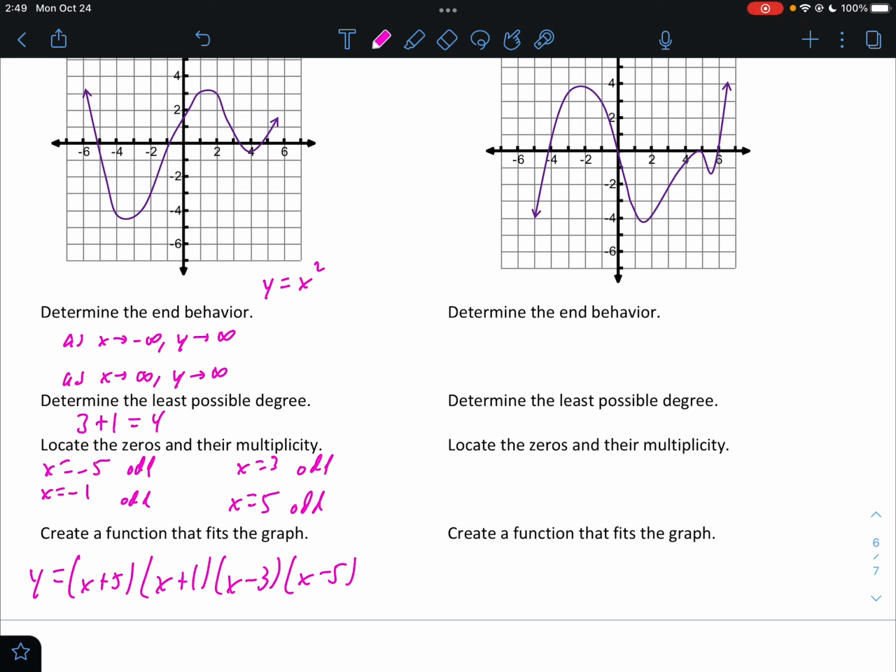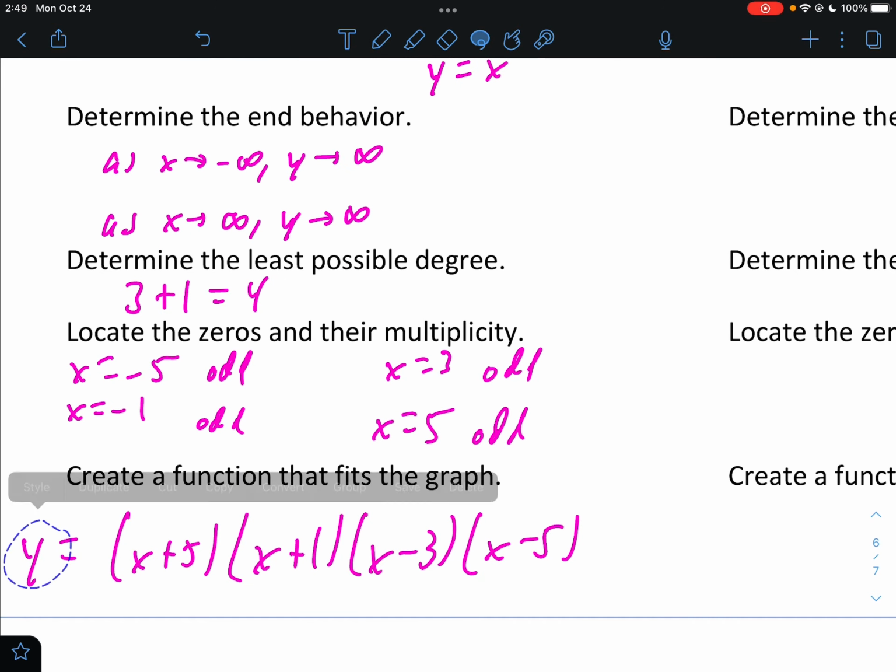All right? Now for the y-intercept there, if I put 0 in, I would get 5 times 1, which is 5, times -3 times -5, which is 75. But I want it to be, again, it's supposed to be at 2. I want it to be at 2, so all I'm going to do is multiply this by 2 over 75.